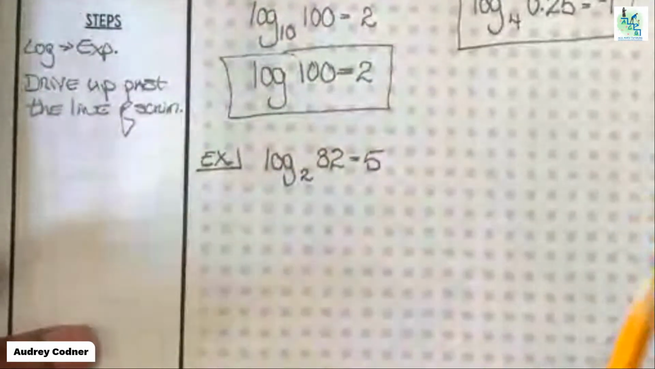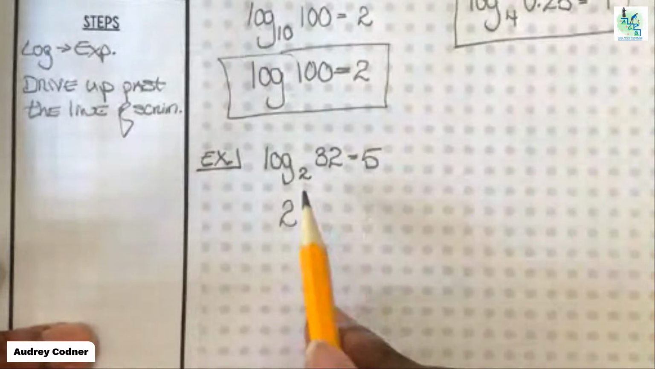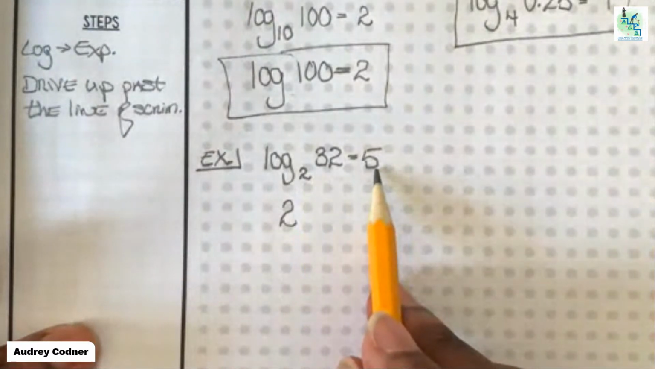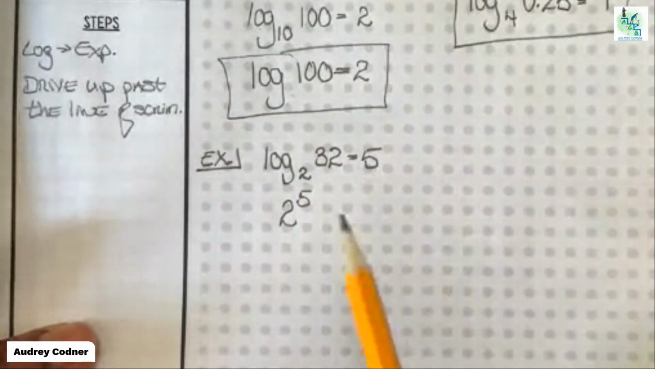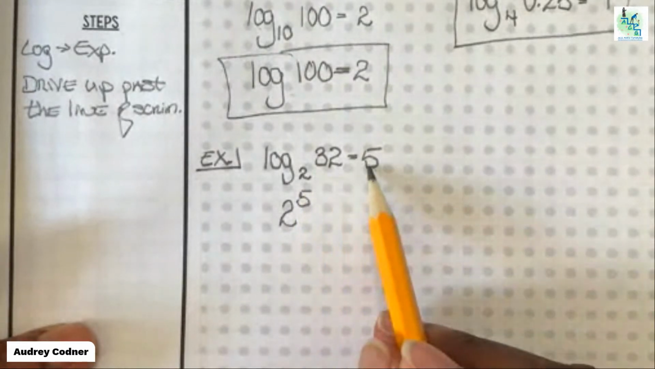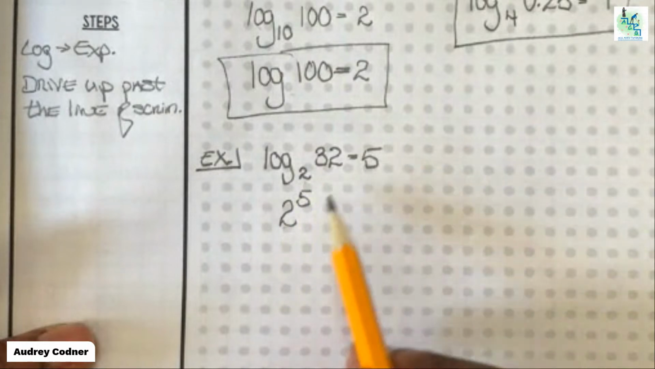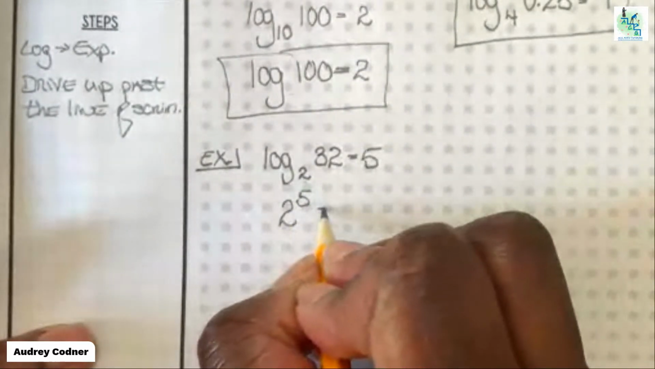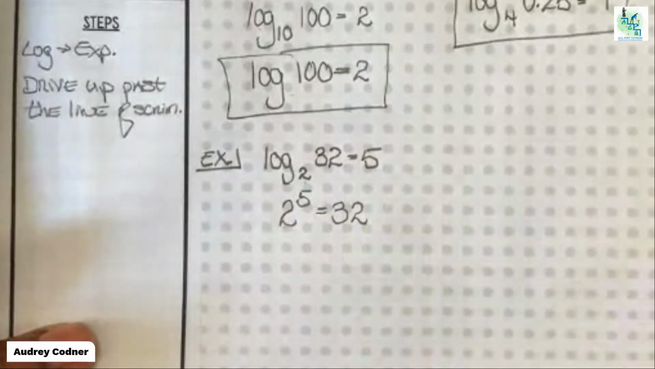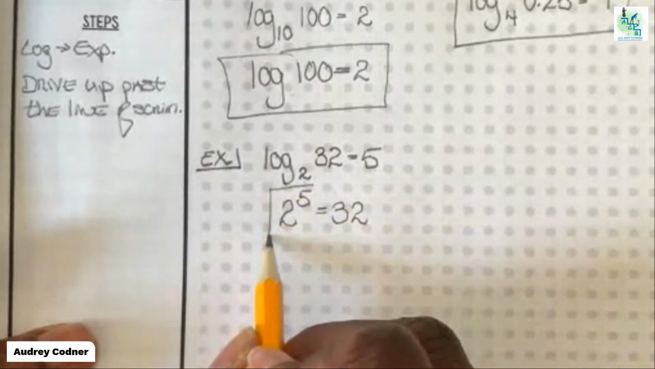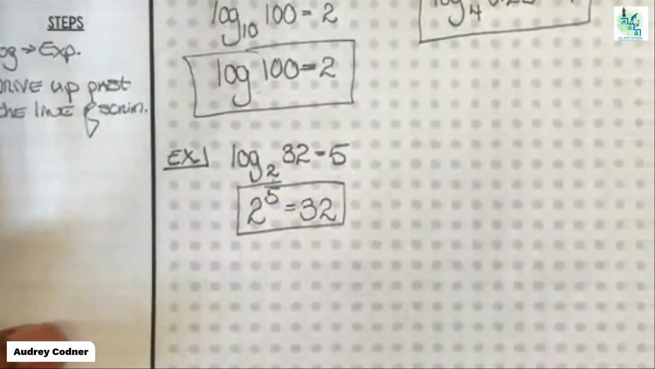So when I go here, I have 2 as my base, and my exponent is going to be outside. That's going to be my 5. Remember, I'm going to drive past the line of scrimmage. So 2 is my base, 5 is my exponent, and it's going to equal 32, which is the result. So that's how you go from a log to an exponential, right?